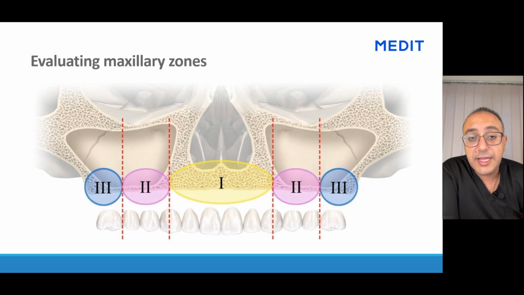So this is a very important slide of evaluating the maxillary zones. You have to divide the maxilla into three parts: Latin 1, Latin 2, and Latin 3. Latin 1 means the anterior part from mid-canine to mid-canine jaw bones. Latin 2 means from mid-canine to the distal of the second premolar. And Latin 3 means the posterior molar part. You are going to evaluate the maxilla in the three Latin 1, 2, 3 and see the existing bone.